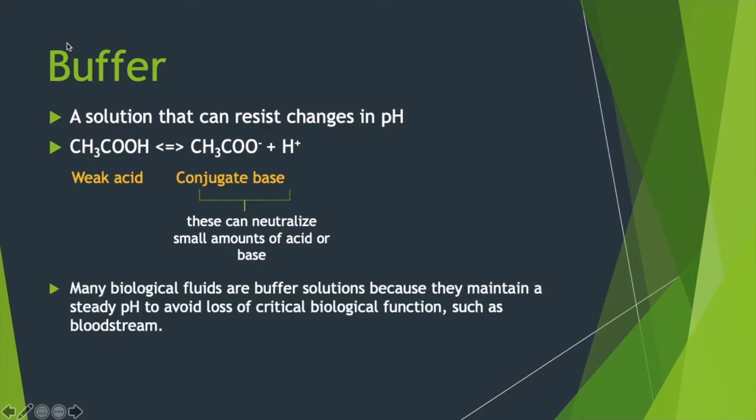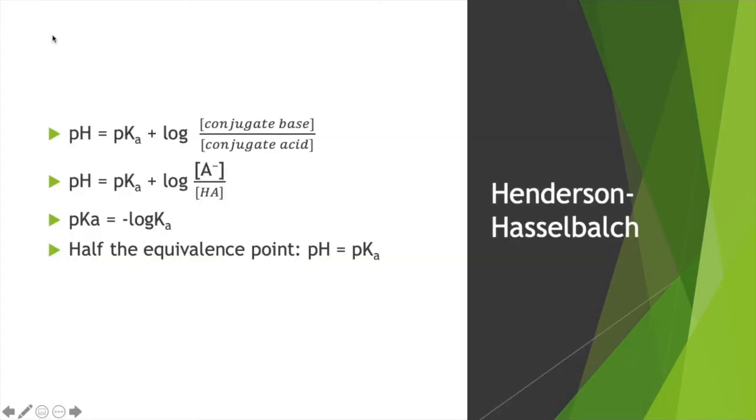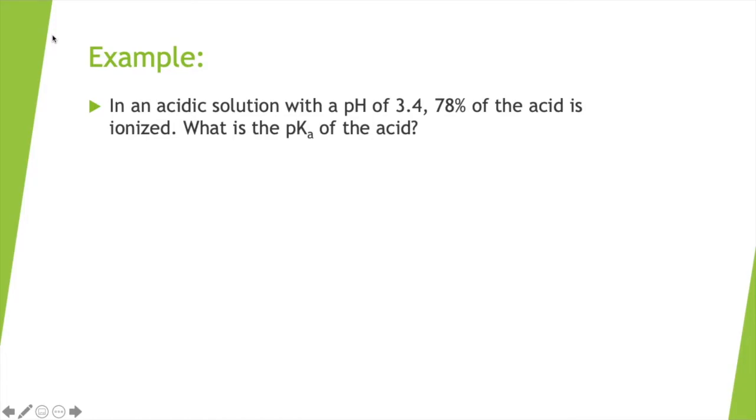Many biological fluids are buffer solutions because they maintain a steady pH to avoid loss of critical biological function, such as the bloodstream. Buffer solutions of a particular pH can be prepared using the Henderson-Hasselbalch equation, as shown on the slide. We know about pH and pKa is similar in that if pH is the negative log of the hydronium concentration, pKa is the negative log of the Ka for that acid. Let's see an example.